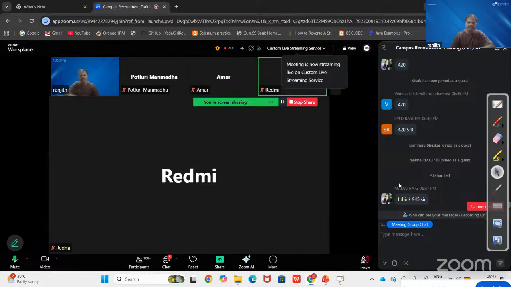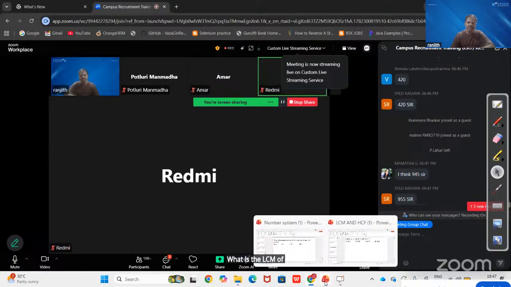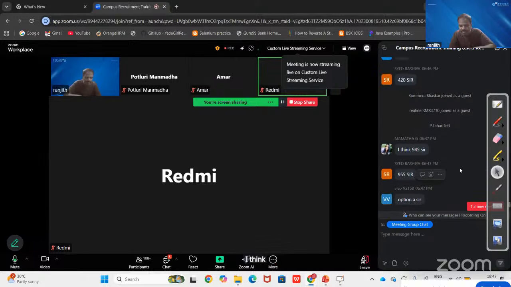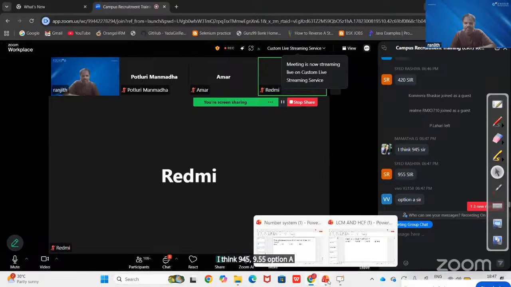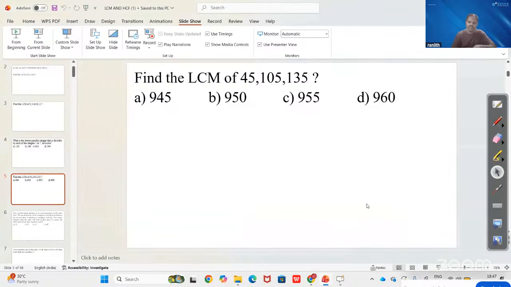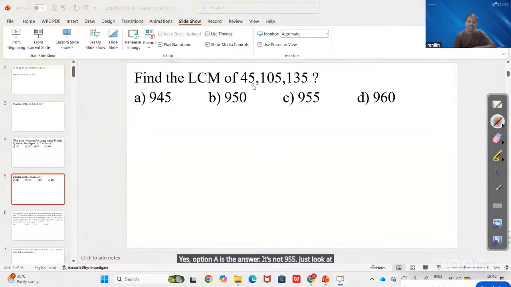What is the LCM of? I think 945, 955, option A. Yes, option A is the answer. It's not 955. Just look at here. So, is there any multiples of 45? Yes, we are having multiples of 45.